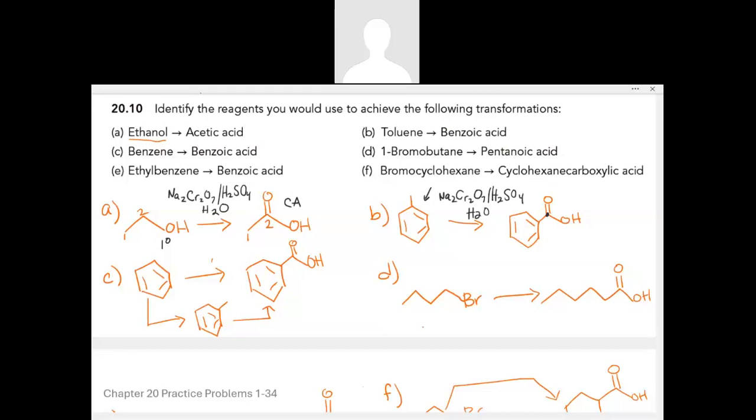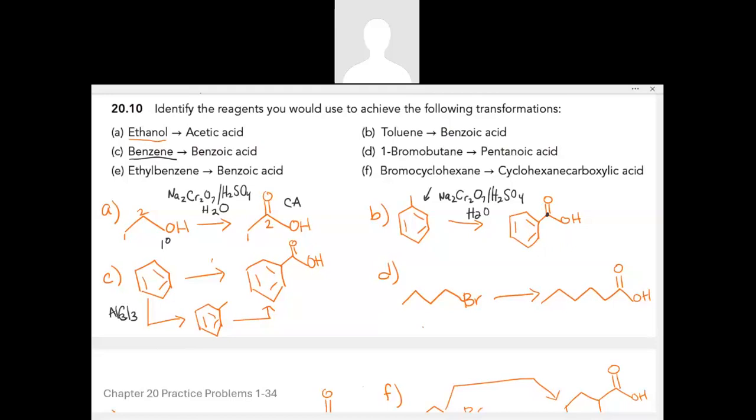Let's take a look at what we can do in part C here. Now we start with benzene, which doesn't have any activators on the ring. So we have to add an additional step to convert this to benzoic acid now. So let's take a look here. First, we could do this. We'll install an additional carbon atom on our carbon skeleton using a Friedel-Crafts alkylation.